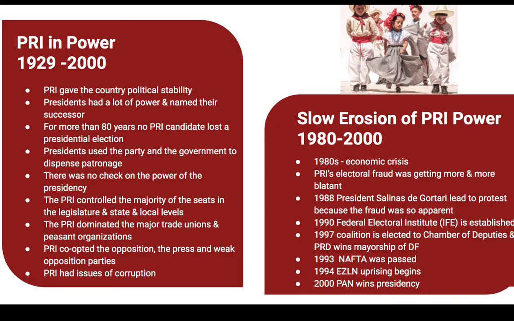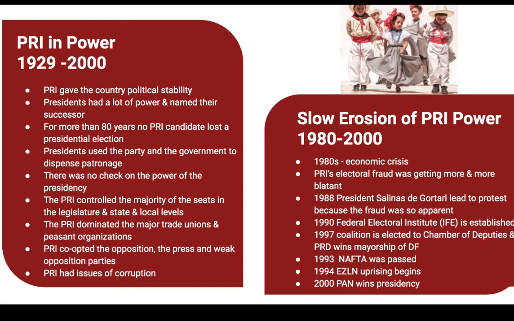And so in 1997, a coalition is elected to the Chamber of Deputies. So all of a sudden, you don't have the PRI having all of the controlling votes in Congress. And the PRD, which is a different political party, a leftist political party, they win the mayorship of DF, the Distrito Federal, the federal district, which is Mexico City. So that's the largest city of Mexico, one of the largest cities in the world, and it's controlled by a different political party, not by the PRI.